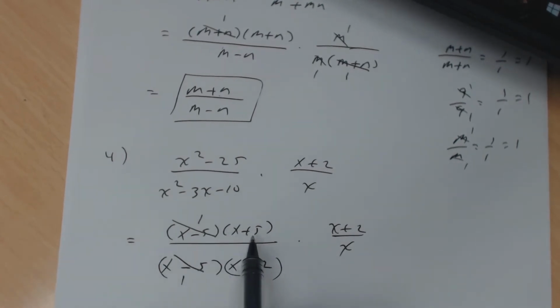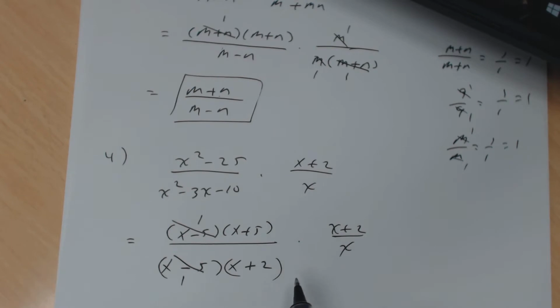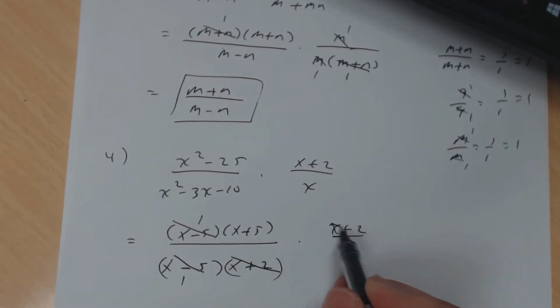My next factor is x plus 5. Do I have any other x plus 5s occurring as a factor down there? The answer is no. My next factor is an x plus 2. Do I have an x plus 2 occurring as a factor in any of my denominators? The answer is yes. I can divide those out. I'm left with factors of 1 in their place.